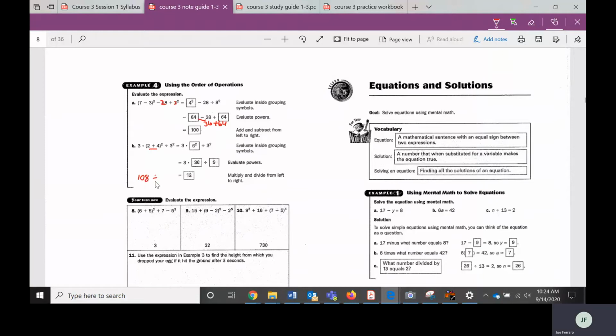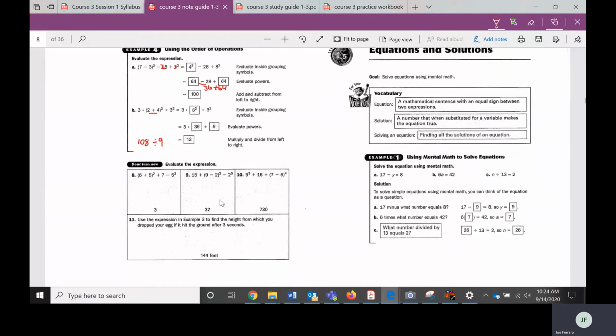And then divided by 9, that would give you the 12. Okay, so let's go through here. We're almost done. We'll look at these examples.